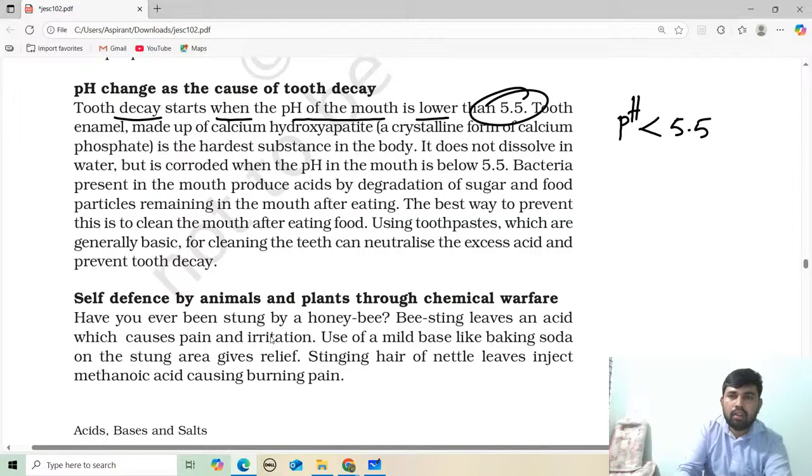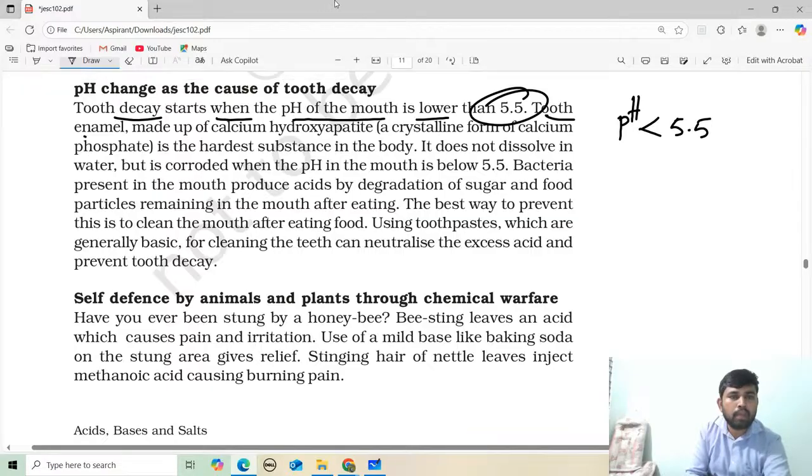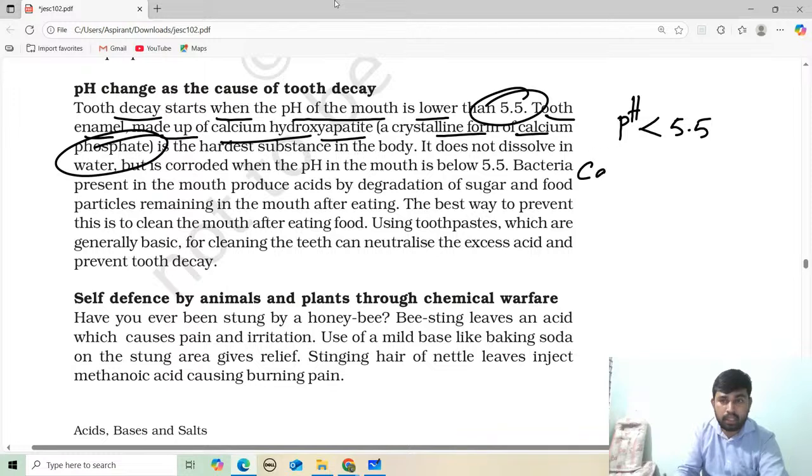Before this, see, tooth enamel is made up of calcium hydroxyapatite. Calcium hydroxyapatite. So let me write first: it is a crystalline form of calcium phosphate. I hope you people know about calcium phosphate.